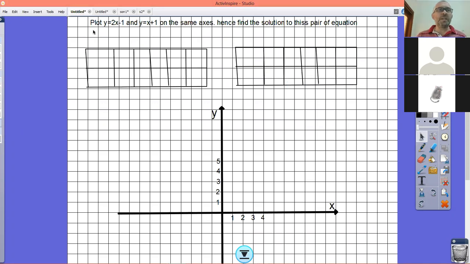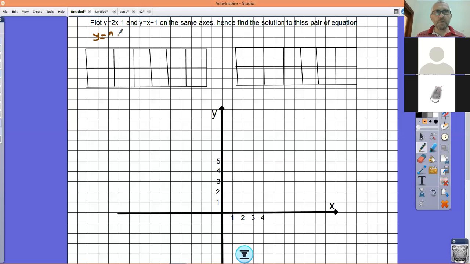Now what do we have? Here we have to plot y equals 2x minus 1 and y equals x plus 1 on the same axis. Here is our y axis and x axis. Hence, find the solution to this pair of equations. It means these equations are simultaneous equations and we are going to find their intersection point.